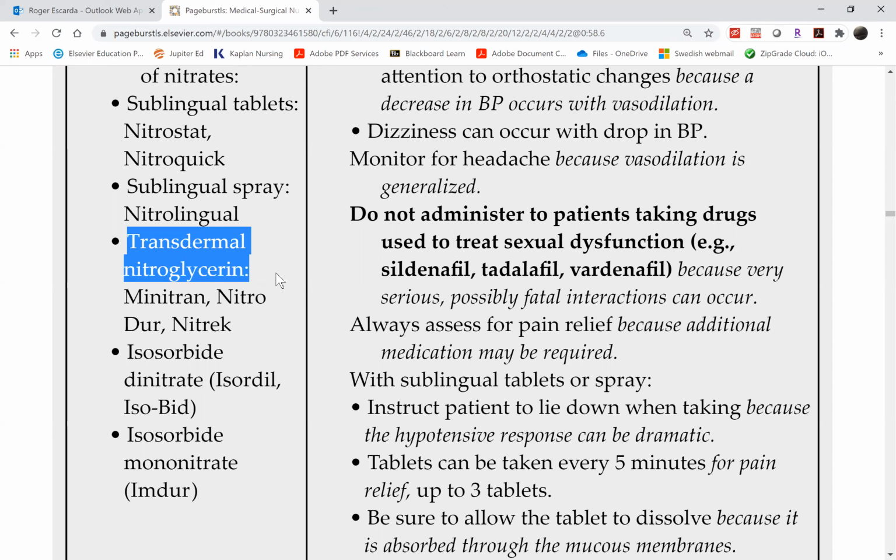Beta blockers. This is used during the acute episode. If you notice, there are no calcium channel blockers used here during the acute episode. Again, this is only during the acute coronary syndrome episode. So we're only using nitrates, beta blockers, and antiplatelets. Calcium channel blockers will be used later after the acute episode has subsided.